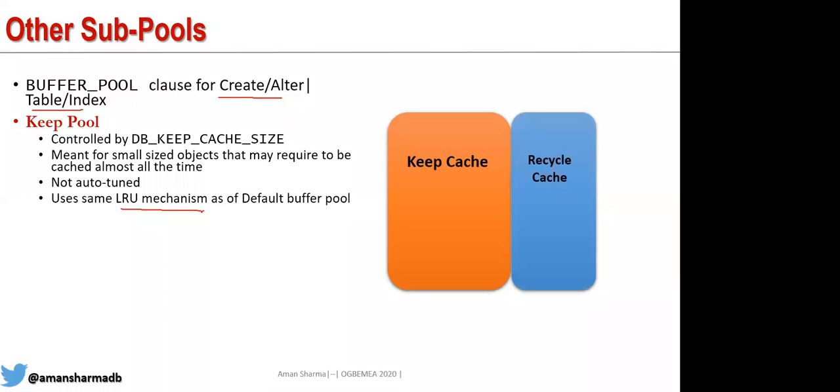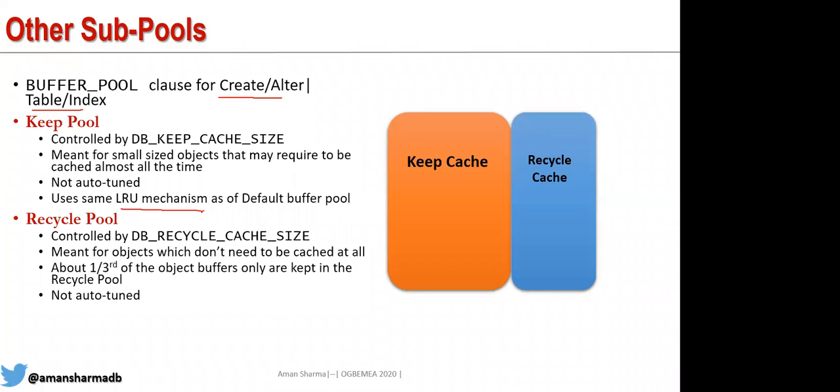Then we have something called the recycle cache, which is maintained by the db_recycle_cache_size parameter. Again, this is not configured by default or required unless we have a requirement for an object where we do not want to keep its data in the system memory at all. This can be those objects which we do not access very frequently, which we do not need to be cached in our system at all. So those objects can be a part of this recycle cache. Again, this is not auto-tuned, and this is obviously not part of the default mechanism.